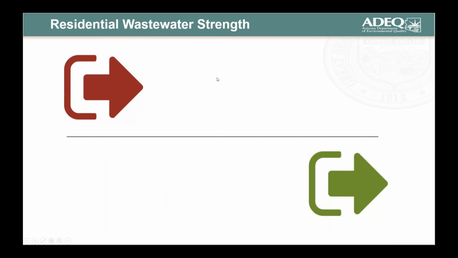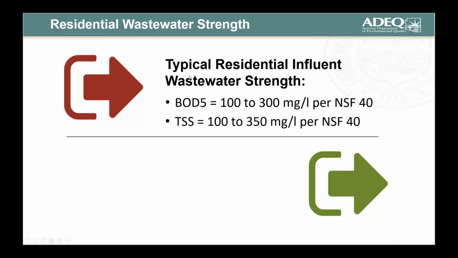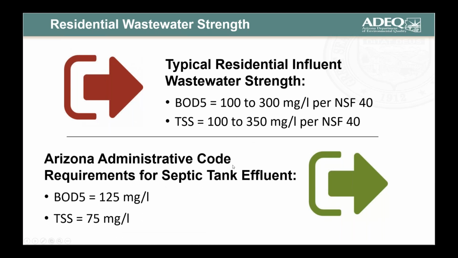Okay, now let's consider what residential wastewater is. Typically, residential influent wastewater strength ranges, the 5-day BOD ranges from 100 to 300 milligrams per liter, per NSF 40. Total suspended solids is 100 to 350 milligrams per liter per NSF 40. That strength is going to vary some, and we'll get into some reasons later why it varies.